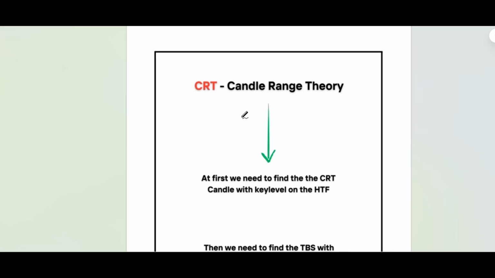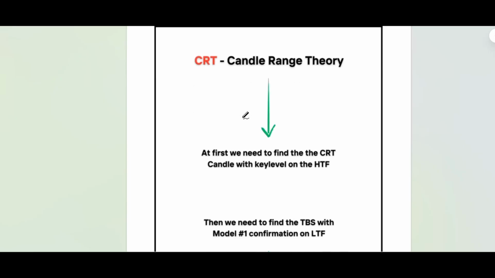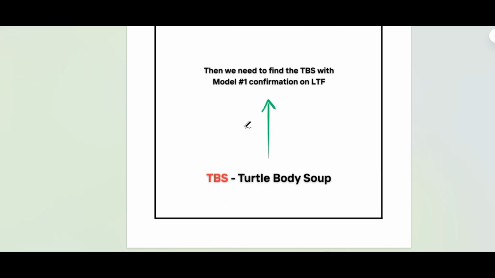And we have the CRT, the candle range theory. So at first we need to find the CRT candle with the key level on the higher time frame. The second thing is we need to find the TBS with the model 1 confirmation. So for the CRT candle, first of all, you're supposed to find the CRT which aligns with the higher time frame.